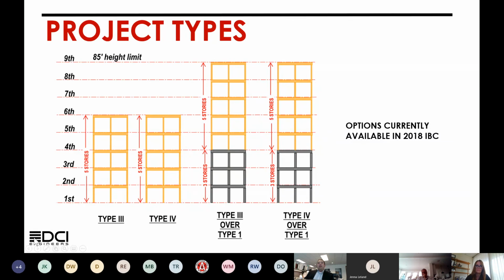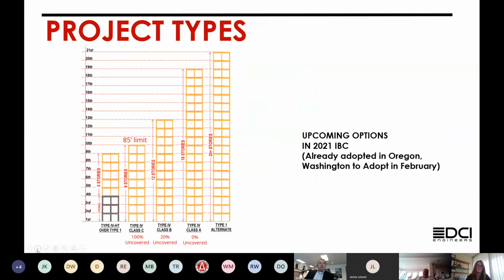So digging a little bit more into that option of wood framing, the types of wood construction that we have available to us are type 3 typical stick frame or type 4 heavy timber up to 5 stories. And then you can take those same type of buildings and put them on a concrete podium to get up to an 85-foot height limit.